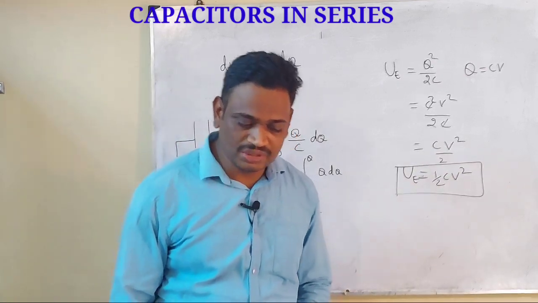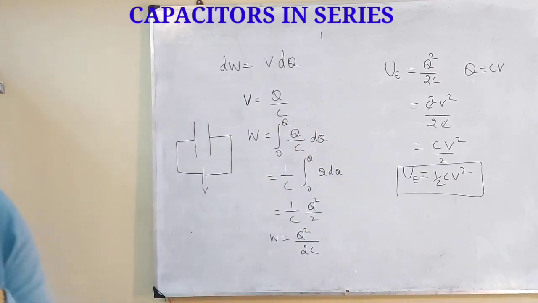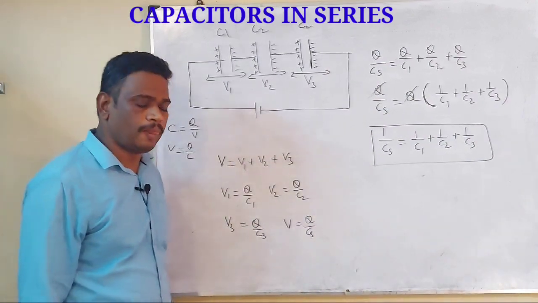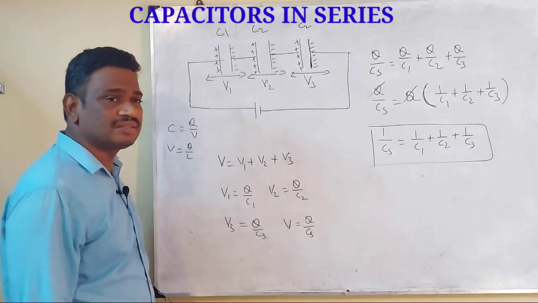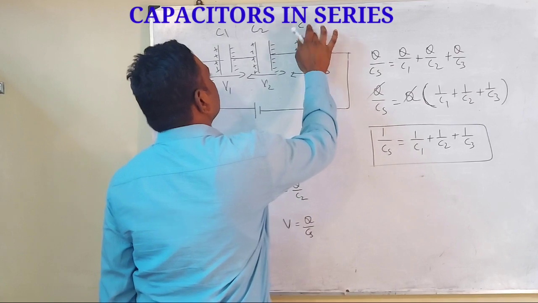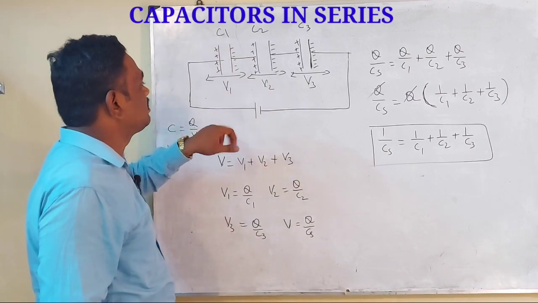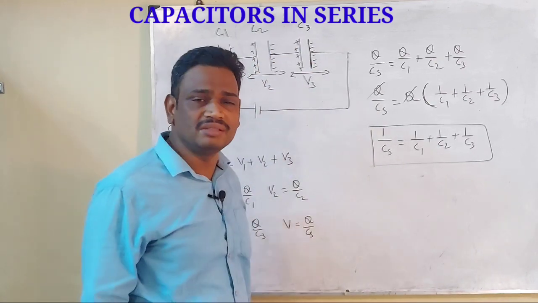Okay, next I move on to capacitors in series. Let us consider three capacitors C1, C2 and C3 connected in series. Here the potential drop across the capacitor C1 is V1, across the capacitor C2 is V2, and across the capacitor C3 is V3.